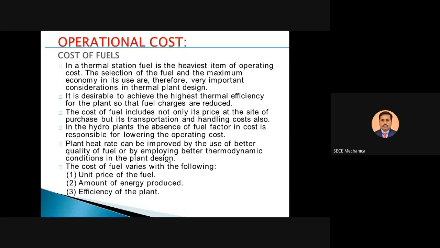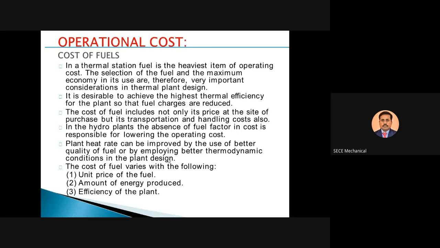In any type of power plant, mostly fuel is used. All the power plants you can see use some fuel. For example, if it is a gas turbine power plant, you have to supply gas, normally natural gas. If it is a diesel power plant, I'm talking only about conventional power plants.